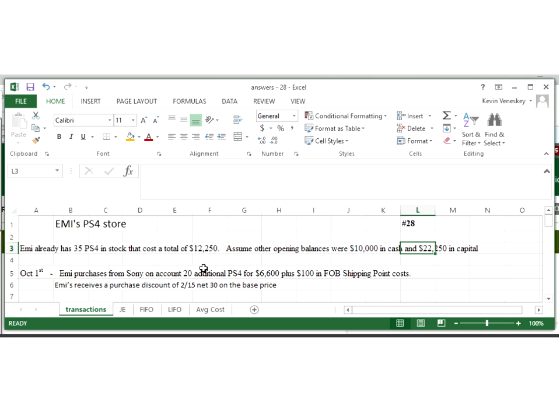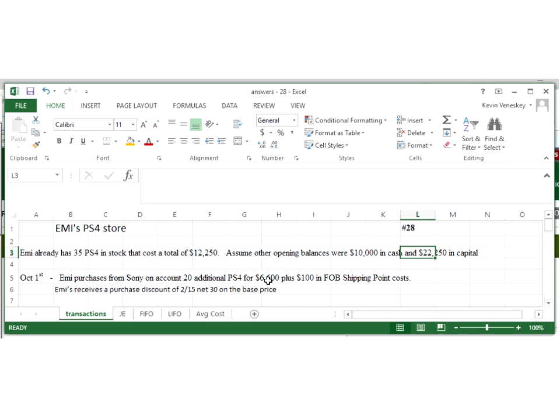So we purchase 20 additional items that cost $6,600 from the manufacturer, from Sony. But then there's also some $100 shipping costs. That's FOB shipping point. EMI also receives a purchase discount option on the base price of the items.